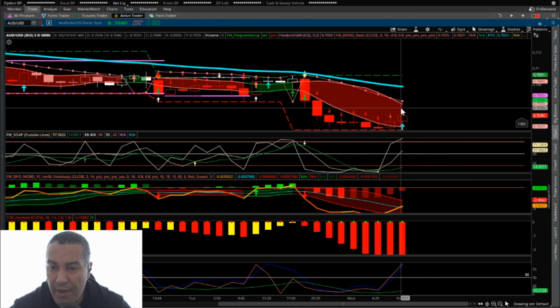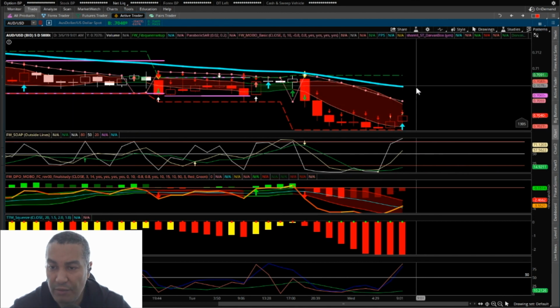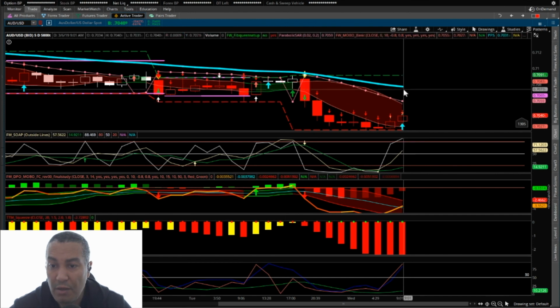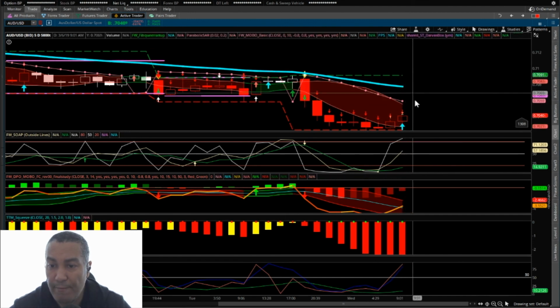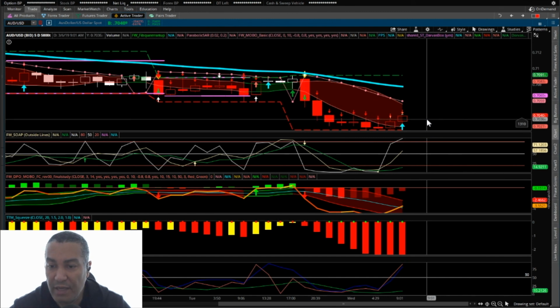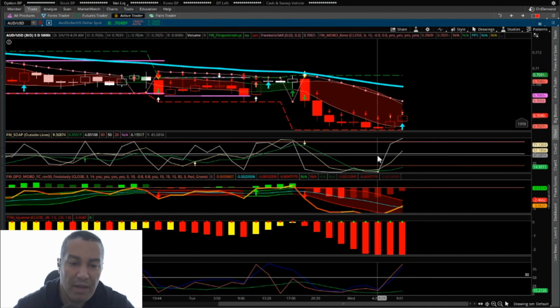Maybe get out of the MOBO band. And if you really want to be less risky, wait till you get above the moving average. Maybe wait till you get all the way up here, pull back, get into sign of strength, and then shoot up.